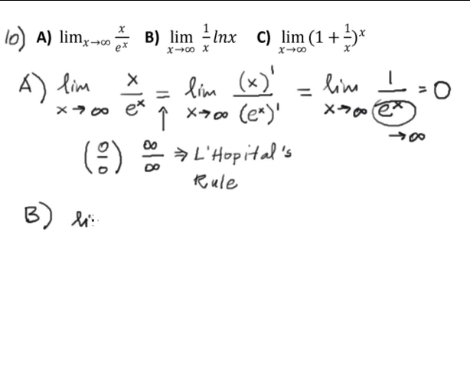Next, we're going to look at the limit as x goes to infinity of 1 over x times ln x. So as x goes to infinity, 1 over x goes to 0, since the denominator is growing and the numerator is staying the same. And ln x goes to infinity. So we have 0 times infinity. Just rewrite this. If we rewrite this, we will get, just put the x in the denominator.